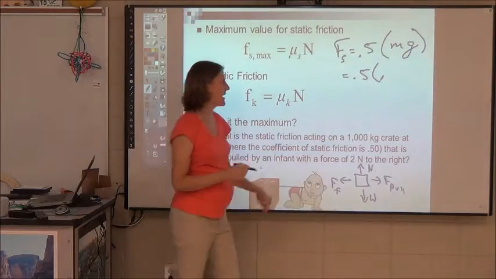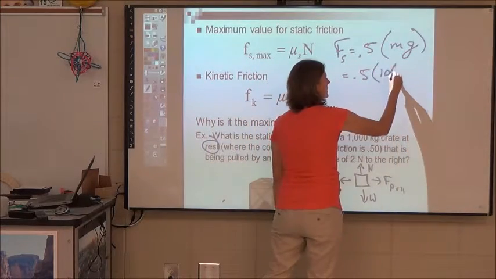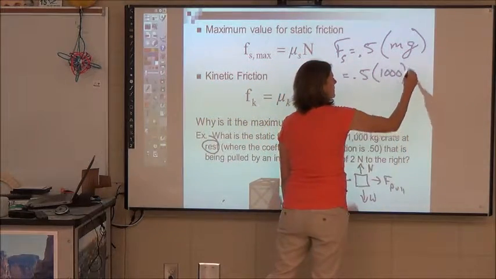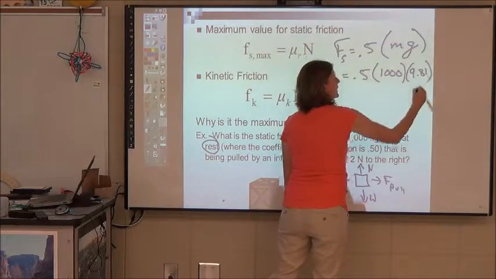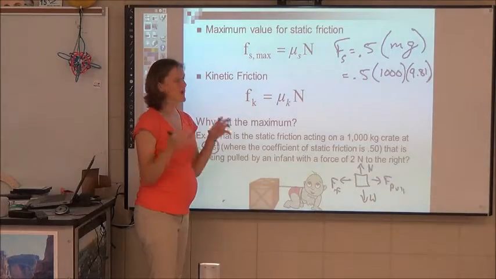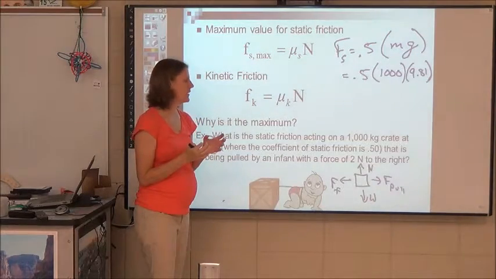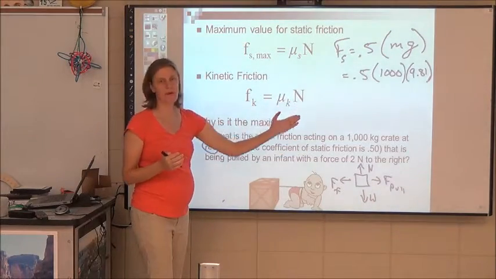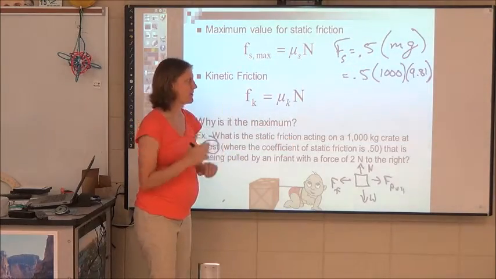And then the weight equation that we'll always use is mass times gravity. So we've got mass of 1,000, times 9.81. Note that I didn't make it negative 9.81. I'm just finding the magnitude of this value. I know normal force is up. I know weight is down. I'm just trying to find the magnitude for a second.